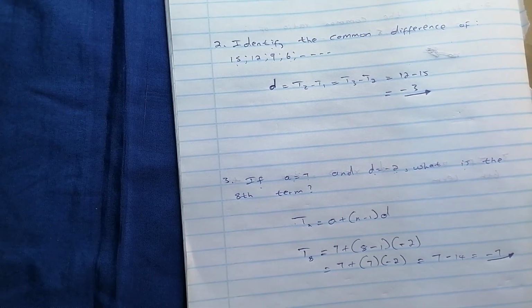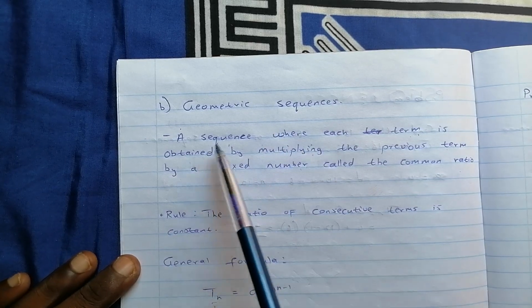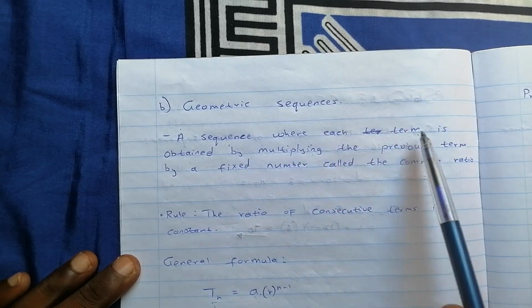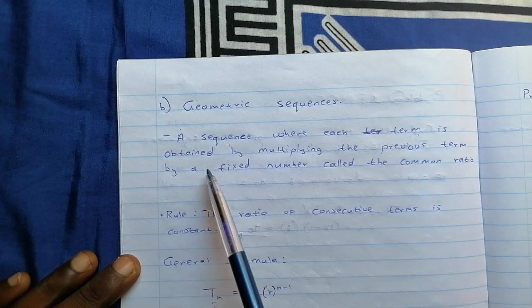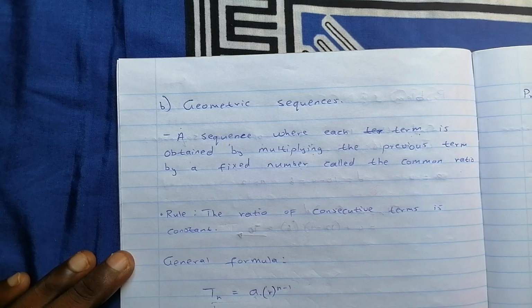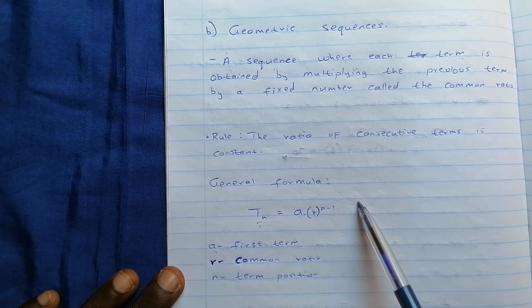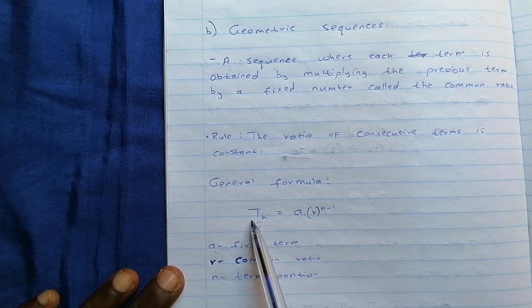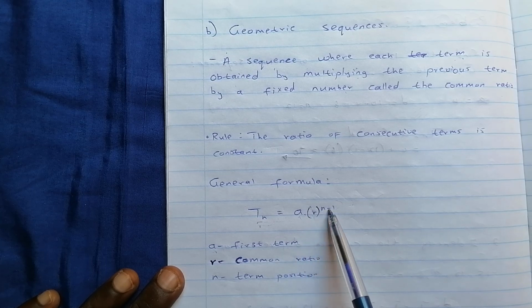So now let's look at geometric sequences. A geometric sequence is a sequence where each term is obtained by multiplying the previous term by a fixed number called the common ratio. This is the general formula of a geometric sequence. This is how you write it: Tn equals a times r, common ratio, close brackets, to the power n minus 1.